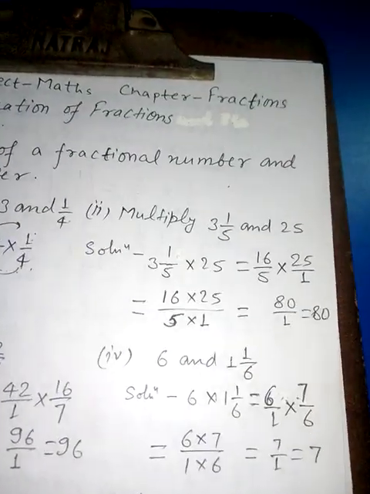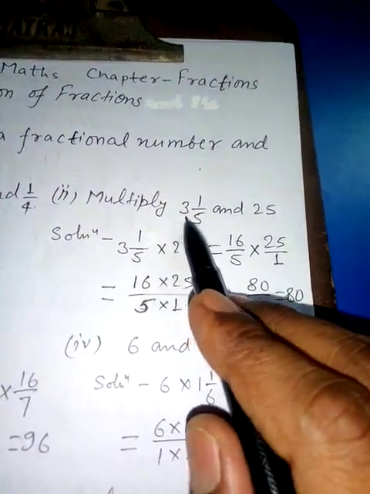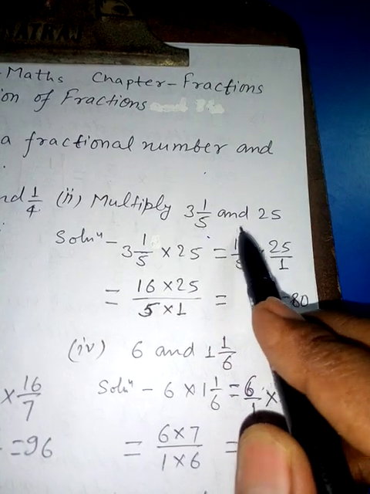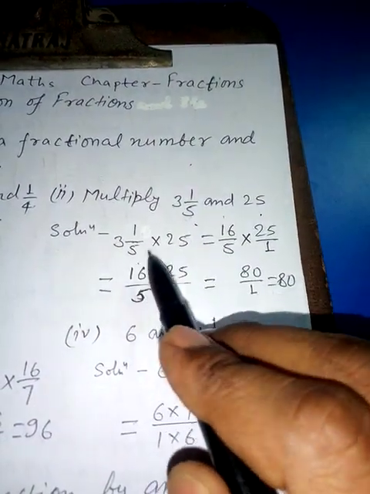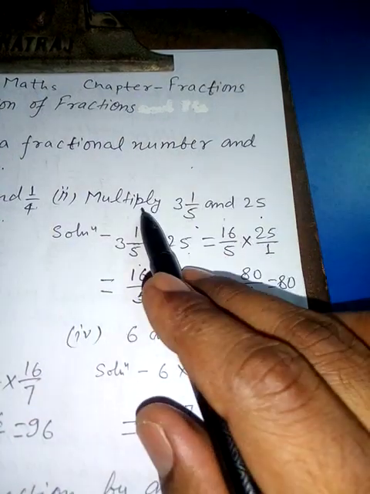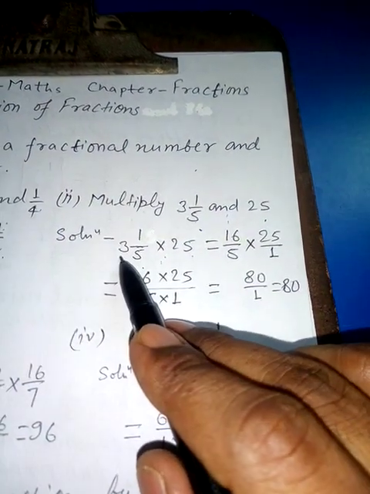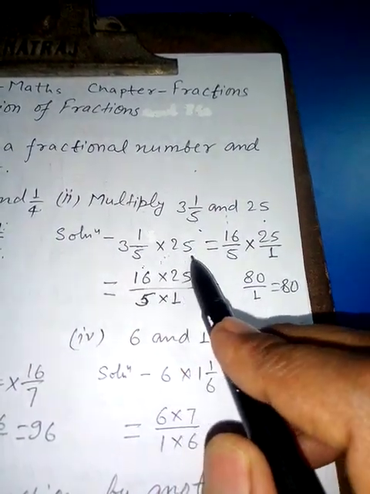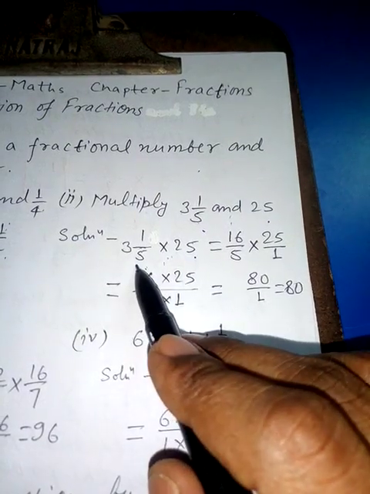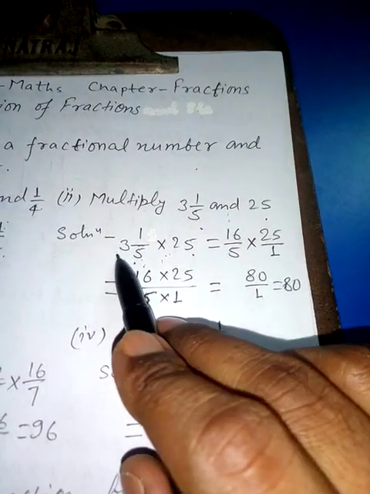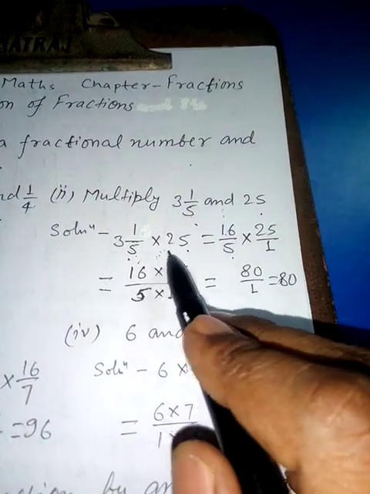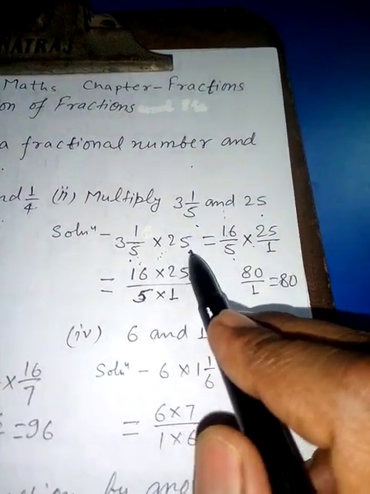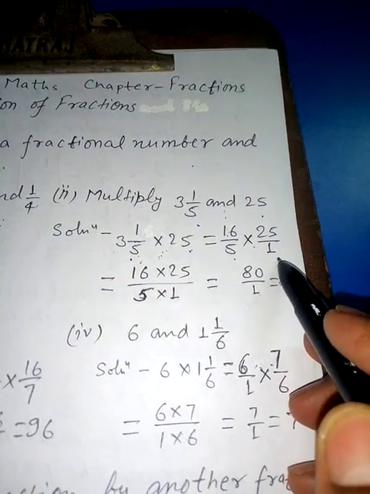Now multiply 3 whole 1 by 5 and 25. 3 whole 1 by 5 into 25. Multiply means into. First we have to change it into an improper fraction. 3 fives are 15, plus 1, 16. 16 by 5 into 25, and 25 can be written as 25 by 1.